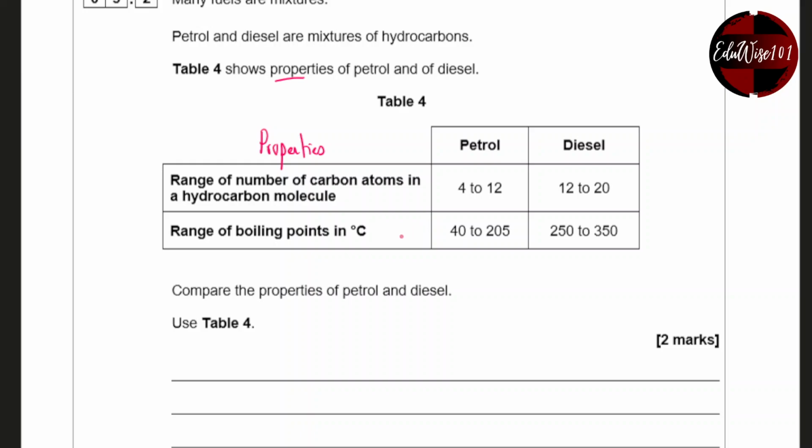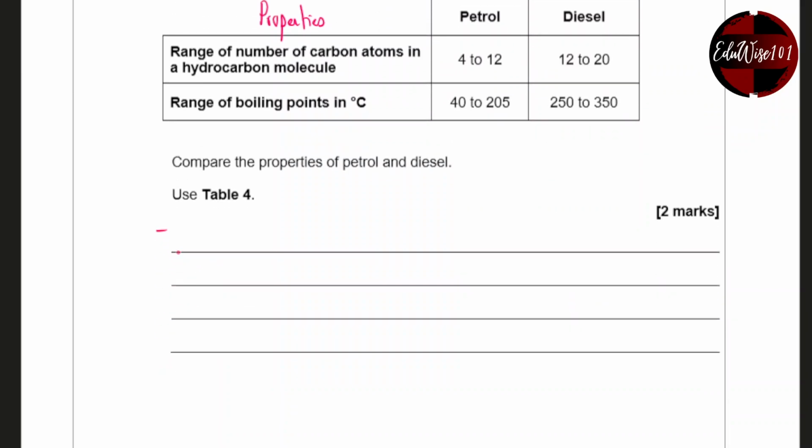The range of boiling points for petrol is between 40 to 205 degrees. That again depends on the number of carbon atoms as well. So if you increase the number of carbon atoms, the boiling point also increases. Diesel is between 250 and 350. Compare the properties of petrol and diesel. So the answer is in front of us. So use table 4 for 2 marks.